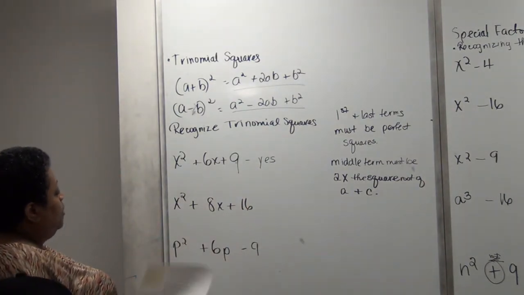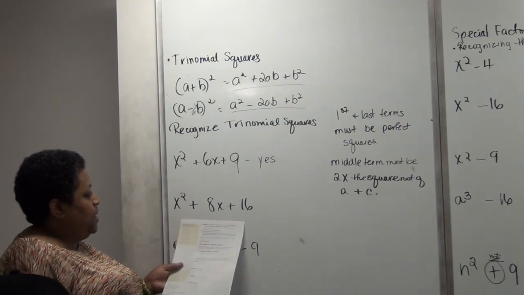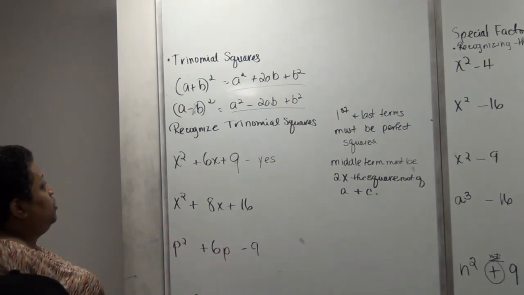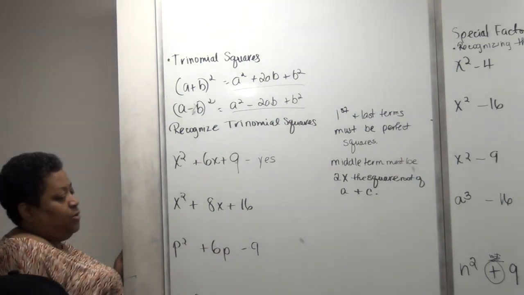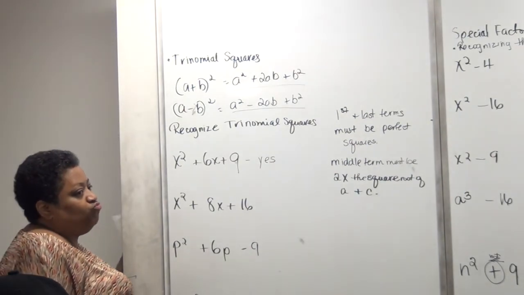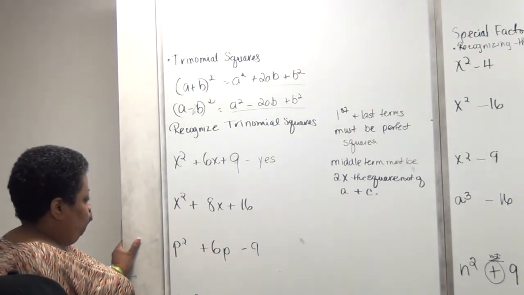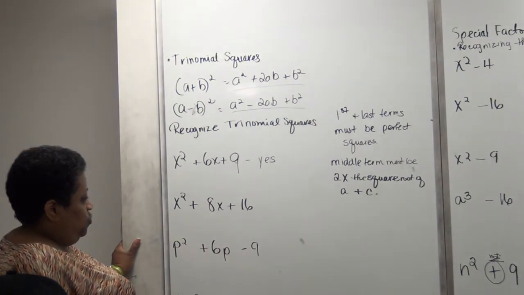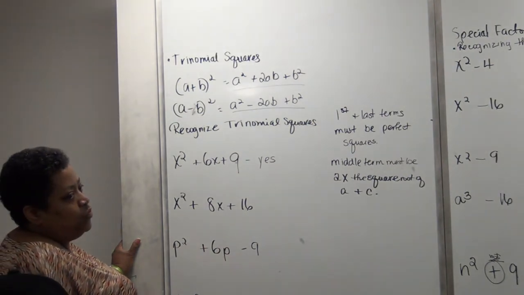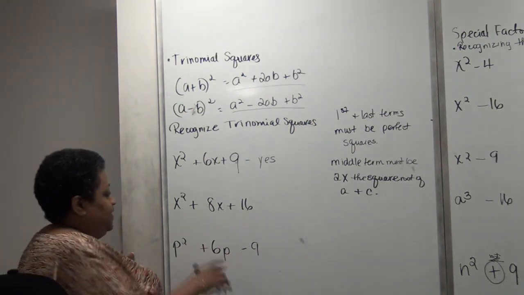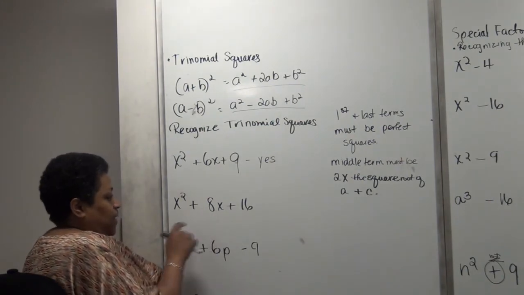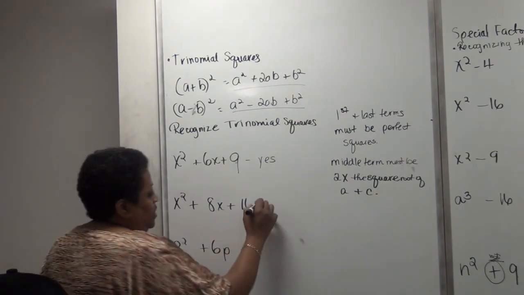Alright. What about this one? Is this a perfect square trinomial? Yeah. Okay, why? Because 4 times 4 is 16, and 4 times 2 is 8. It's giving 8. Alright. What about this one? So this is a yes.